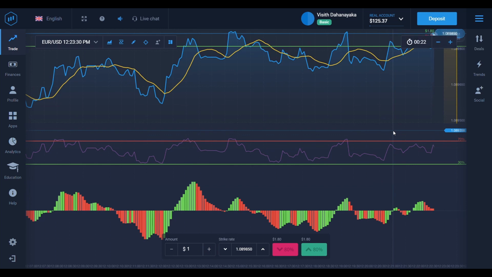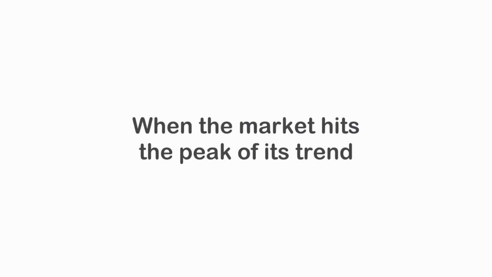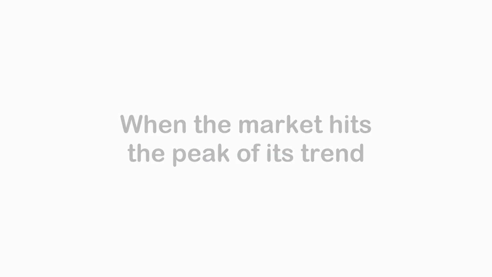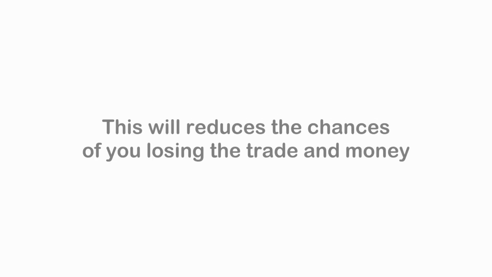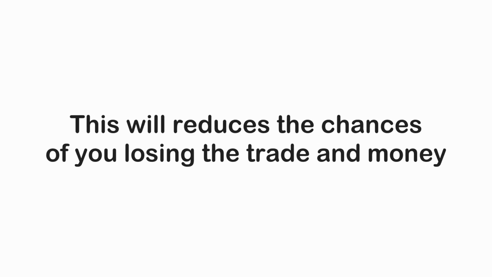Now I'll again explain the strategy I'm using. This strategy is a very easy method to get good results while trading on Expert Option. Whenever the market hits a peak of its trend, we can place the trade to the opposite side of the trend. This will reduce the chances of losing and will give you a high winning rate.